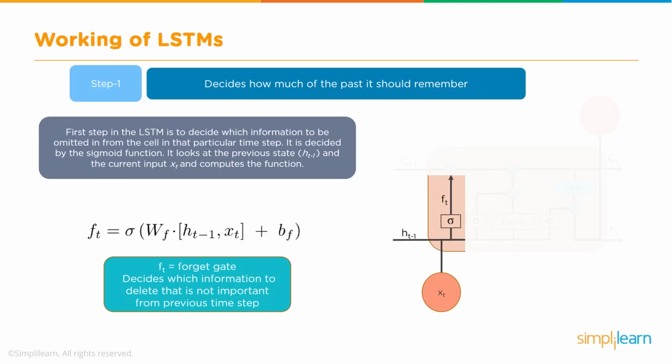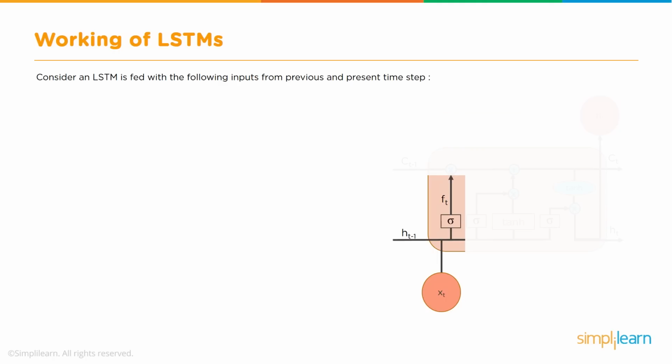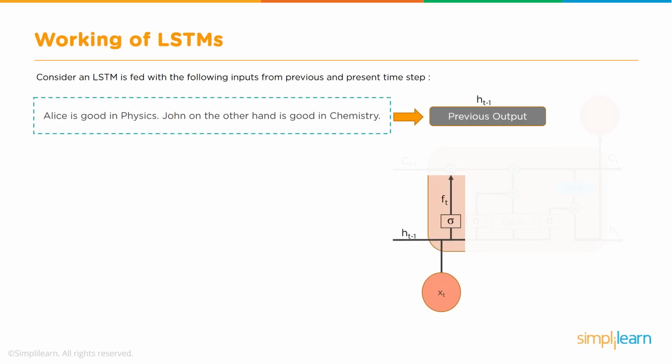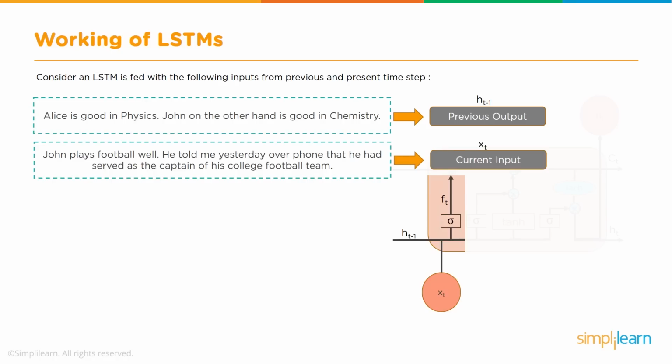So f at t is the forget gate, which decides which information that is not important to delete from the previous time step. Consider an LSTM fed with the following inputs from the previous and present time step. Alice is good in physics. John, on the other hand, is good in chemistry. So, previous output: John plays football well. He told me yesterday over the phone that he had served as a captain of his college football team.